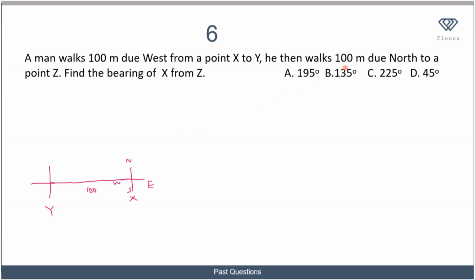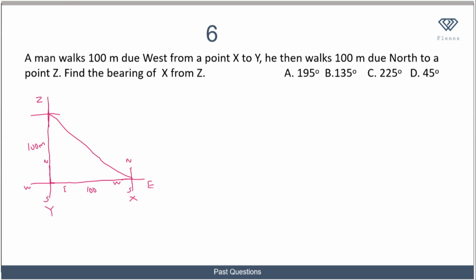Now he then walks 100 meters due north. Now this is my north, south, west, and east. Now he moves 100 meters due north. So he moves 100 meters again due north to a point Z. We're now told to find the bearing of X from Z. So if I draw a straight line down like this towards point X over here, I'm told to find the bearing of X from Z.